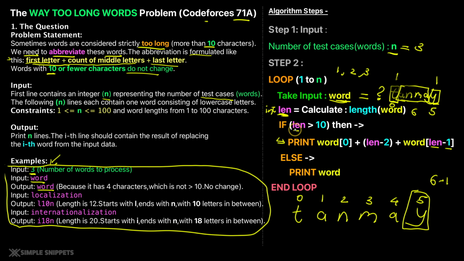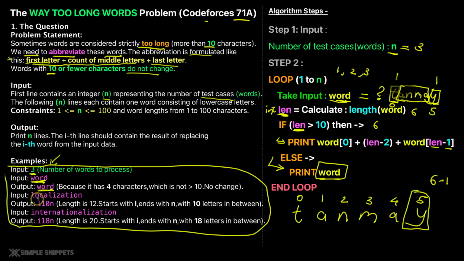But this is only if the length is greater than 10. Currently the length is 6. 6 is not greater than 10. So in that case you will print the else part where you simply print out the word as it is. So remember, when you take the input as word, it only has 4 characters. So the output is exactly that word itself because it has 4 characters, which is not greater than 10. So Tanmay is not greater than 10 characters. It is 6 characters long. So you'll print it as it is.